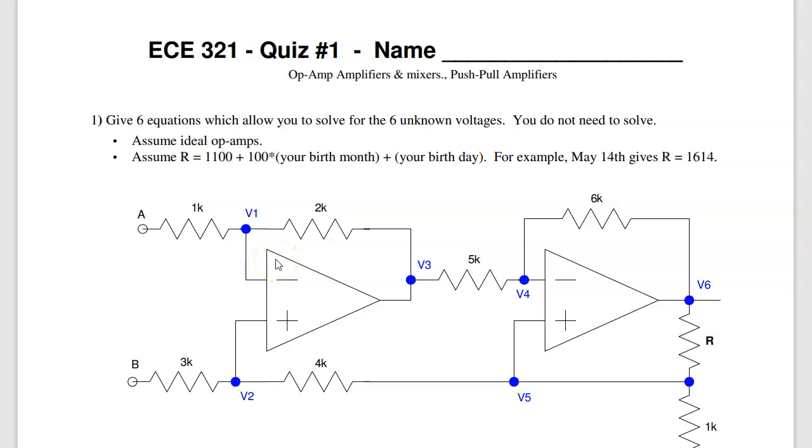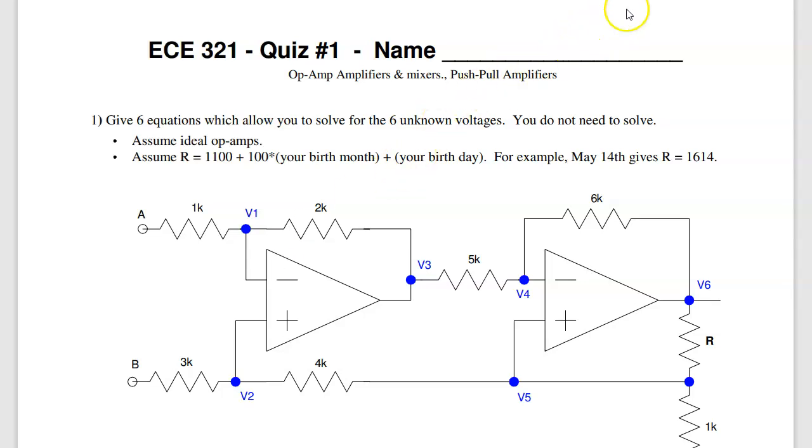Here's a solution to ECE 321 Analog Electronics, quiz number 1 for fall 2021. The first problem is, given an op-amp circuit, write n equations for n unknowns. You don't have to solve, just write the equations. Presumably with MATLAB, you can then set it up in matrix form and solve.